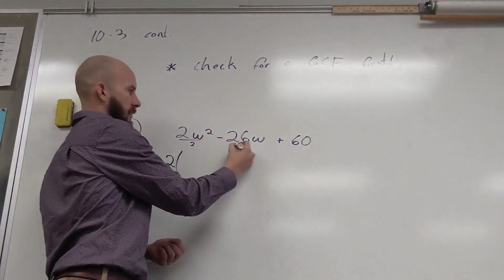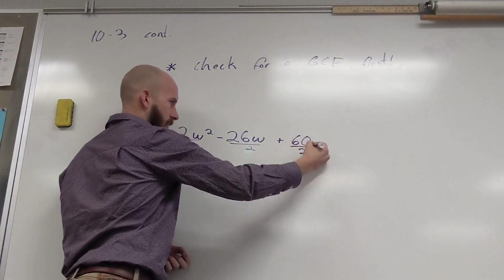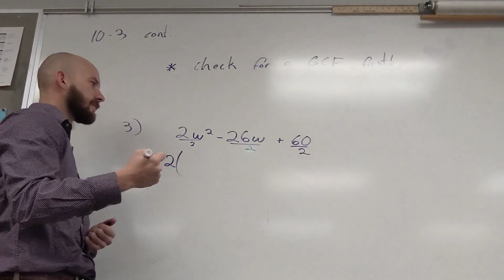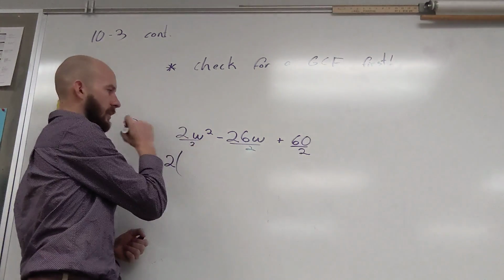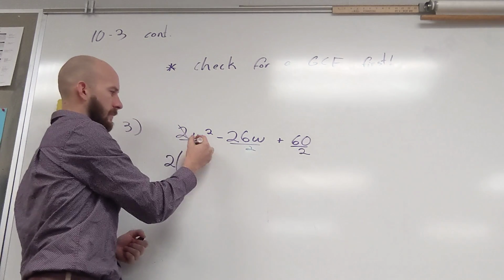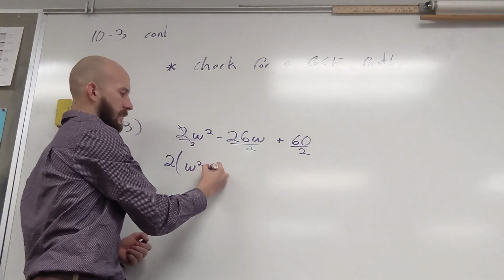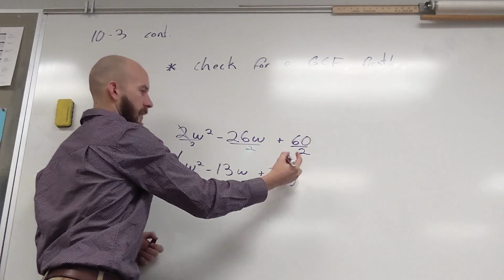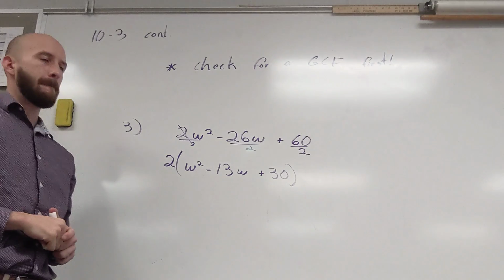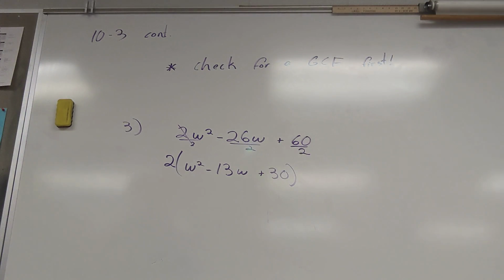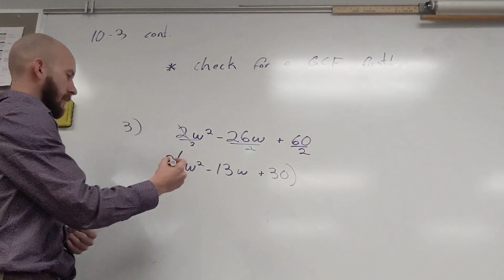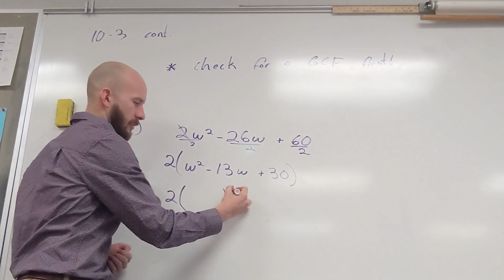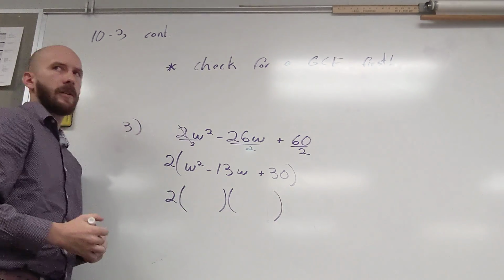Okay, so Scott, here in just a second, you can give me those. Okay, what are we left with, Scott? W squared minus 13W plus 30. Is everybody okay with that? Mm-hmm. Okay. All right. And then I'm just going to put my parentheses down like that.